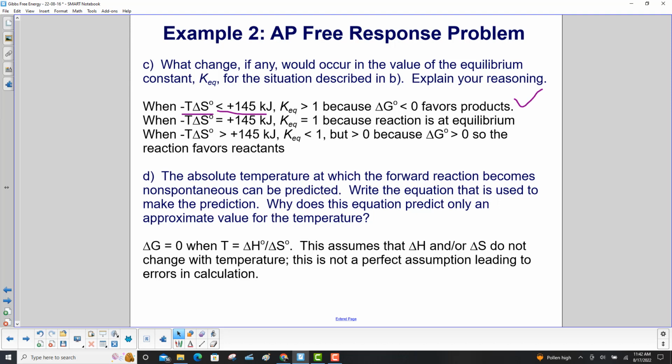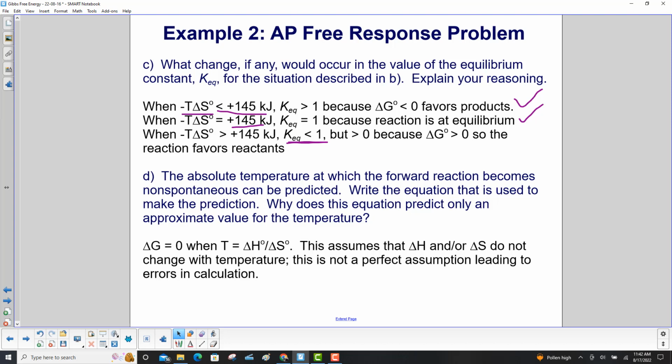When minus T delta S is equal to 145 kilojoules, the equilibrium constant is 1 because the reaction is at equilibrium. And finally, when negative T delta S naught is greater than 145 kilojoules, the equilibrium constant is less than 1, but greater than 0, because delta G naught is greater than 0, so the reaction favors reactants.